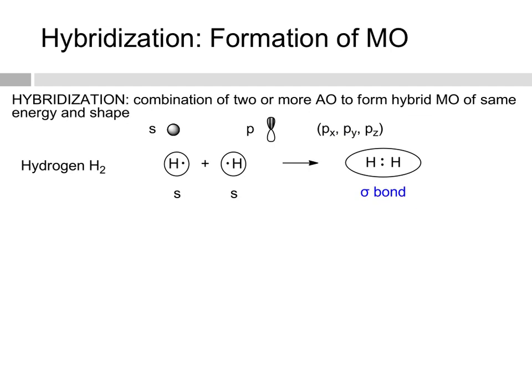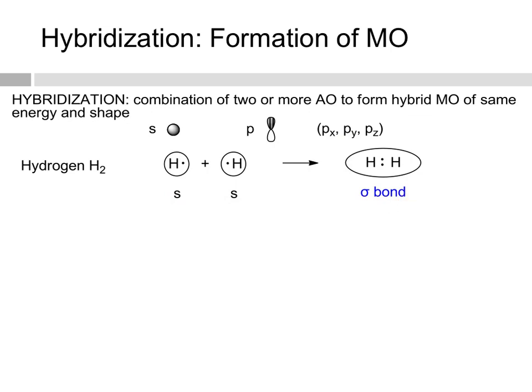Now the simplest example is hydrogen, molecular hydrogen, and two hydrogen atoms overlap to form one molecule of hydrogen. Hydrogen has just one valence electron, and that exists in an s orbital. So if you think from a molecular orbital point of view, you have two s orbitals that overlap, and that results in the formation of the sigma bond to make molecular hydrogen.